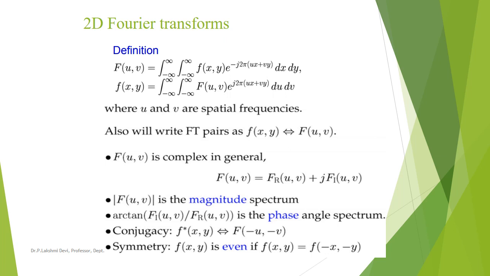Then there is conjugate symmetry. The complex conjugate of f of x, y is a Fourier transform pair with F of minus u, minus v with the complex conjugate. This is the formula. Symmetry: f of x, y is even if f of x, y is equal to f of minus x, minus y. This is the symmetry property.